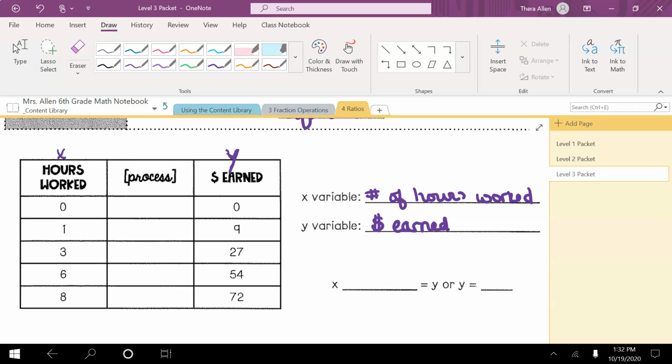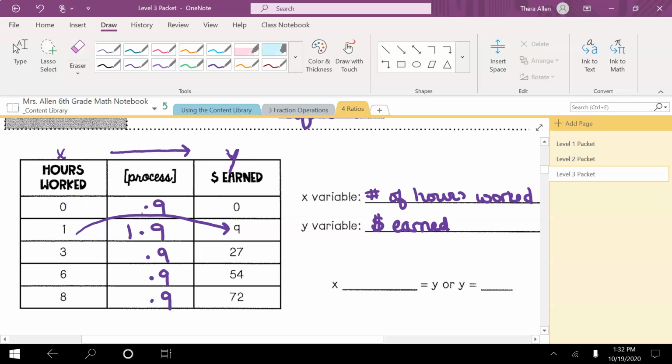The process it's talking about is how we're getting from this number to this number. Now let's look at 1. How did I go from 1 to 9? You could tell me that I multiplied by 9. So the process right here is 1 times 9. If that's the process, every one of these in the row is going to be multiplied by 9, so you can go ahead and fill that part out.